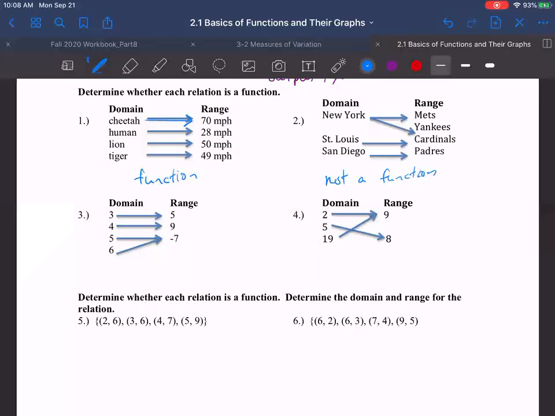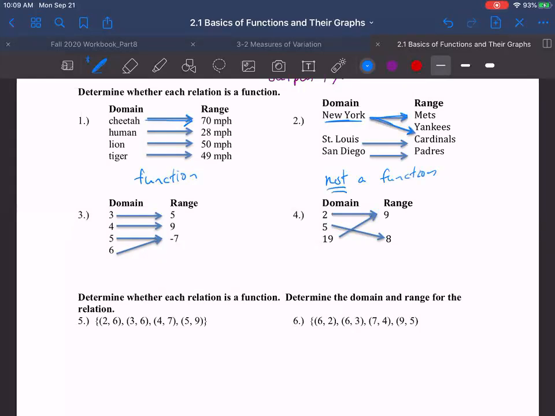All right, not a function. And that's because this input here of New York actually is mapping to two different things. It's mapping to the Yankees and to the Mets. All right, so it's mapping to two different things. Even though it almost looks like it's pointing to the Cardinals, it's mapping to the Mets and Yankees. So it's not a function.